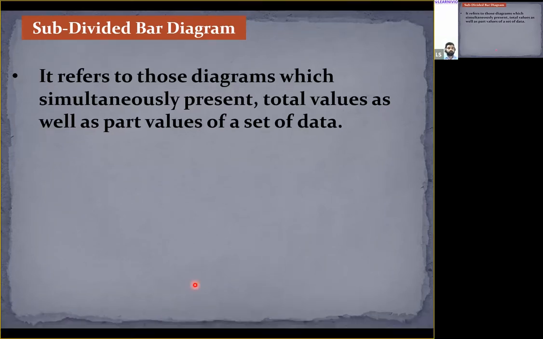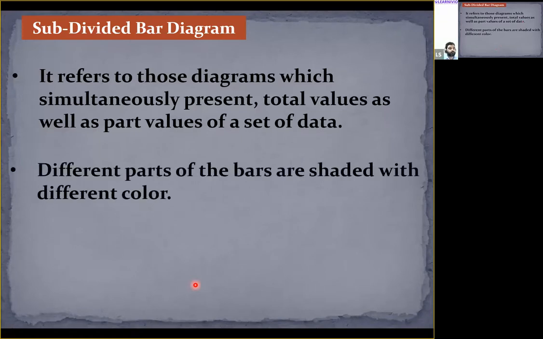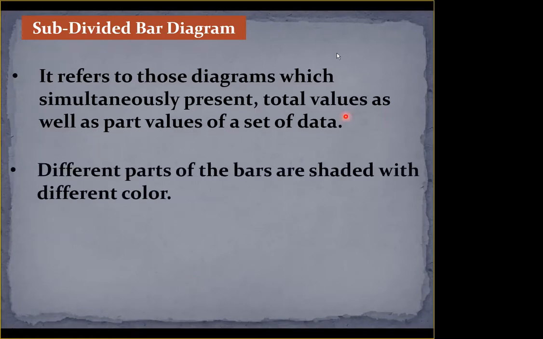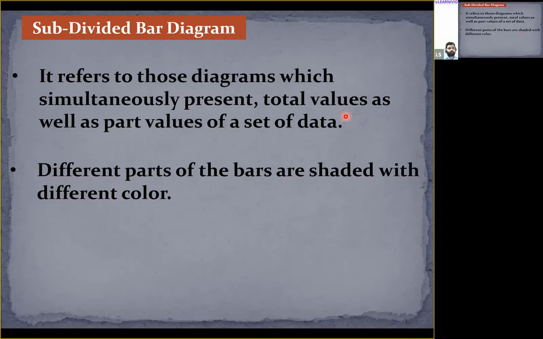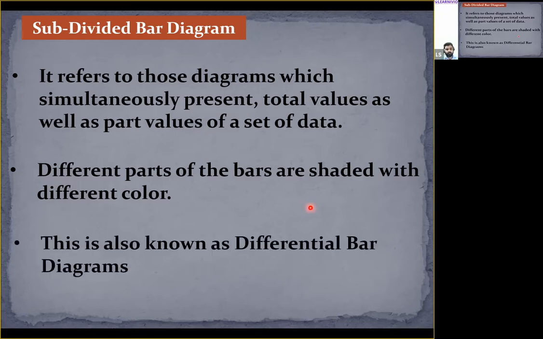Okay, so please write down the definition. It refers to those diagrams which simultaneously present the total values as well as part values of the set of data. Different parts of the bars are shaded with different colors. This is also known as differential bar diagram. So either take the screenshot or write down the definition. Let's move to the next slide.